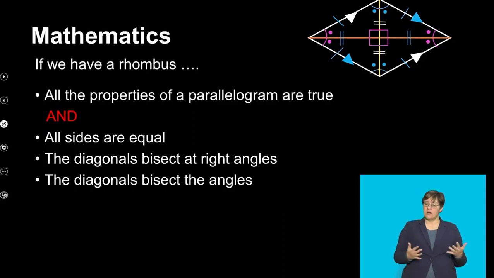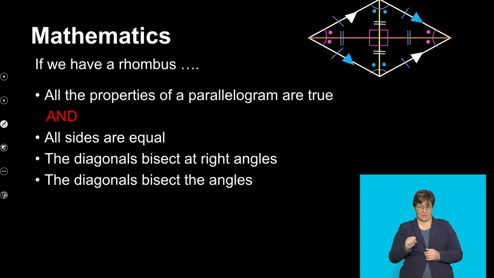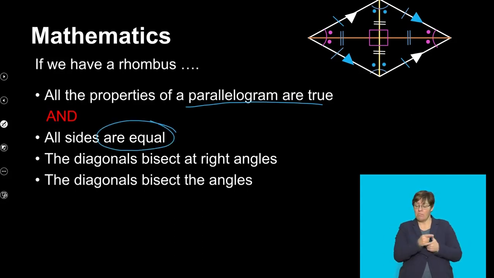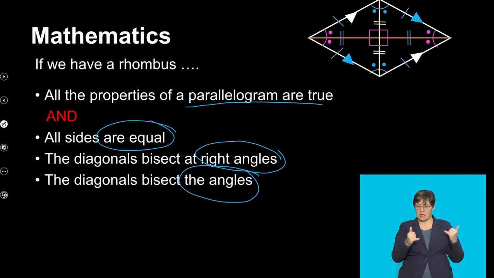Now, if we have a rhombus, it means our quadrilateral is a rhombus, which is a very interesting one. What do we know about it? All the properties of a parallelogram are true when it comes to a rhombus. What makes it different from a parallelogram is that the sides are equal, all of them. The diagonals bisect at 90 degrees, and the diagonals bisect the angles as well. So these three things are what make it a very different parallelogram.